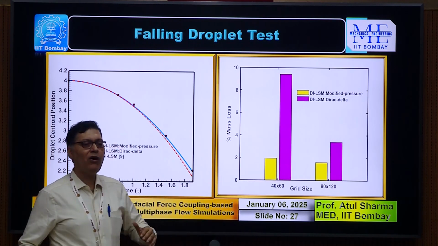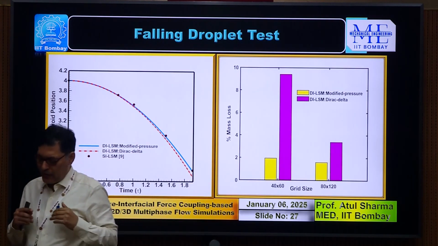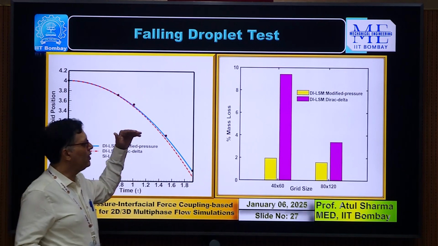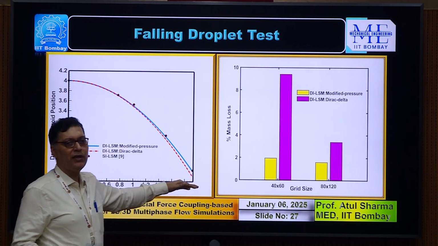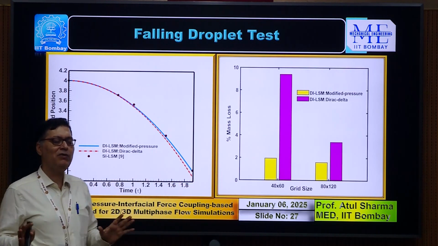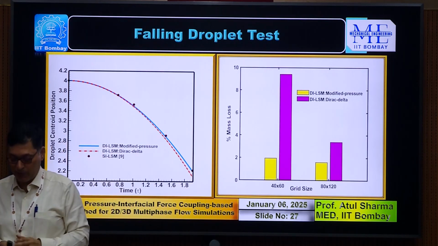There is a slight decrease, but as compared to the traditional method, the improved level set method is performing much better, and this is the biggest disadvantage of the level set method as compared to volumetric.